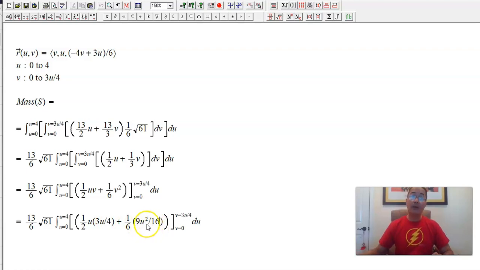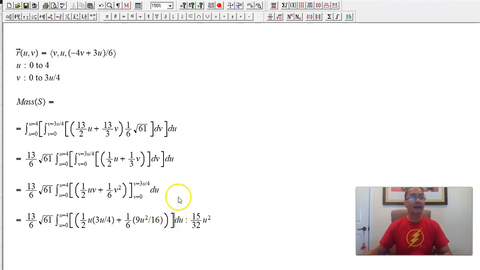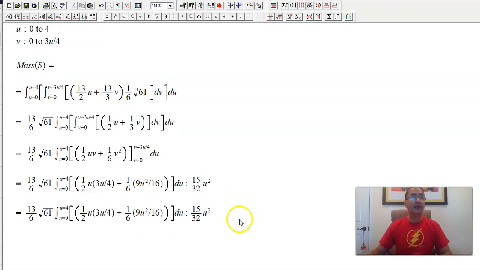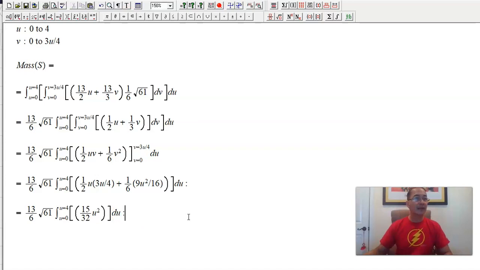So that's going to reduce it. Oh, look, we got u squared here, so something nice is going to happen. Yes, we're going to get just 15 over 32 u squared. Excellent. By the way, we don't need that anymore. We already plugged that in. So therefore, this is going to be our outer integral.